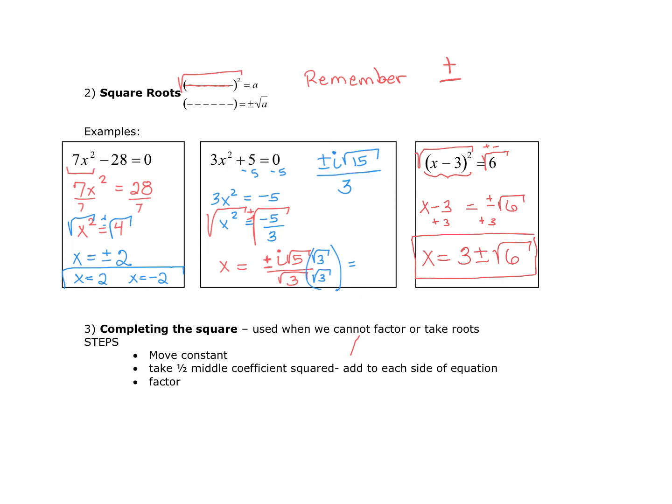Okay, another way to solve a quadratic is to do what we call completing the square. And when we complete the square, what we do is we create a situation like this last example here so that we can take roots. So what we're going to do is we're going to move our constant out of the way. We're going to take half of the middle coefficient and square it. And we're going to add that to both sides of the equation. Then we're going to factor, and then we're going to take roots. So let's take a look at an example.